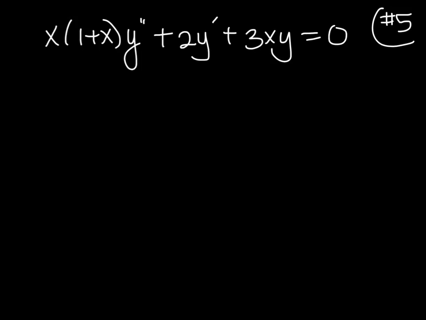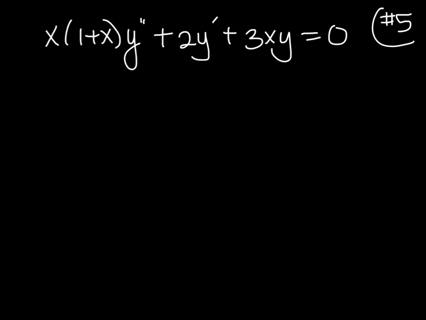Okay, this is number 5 in section 3.3 of your book. It says, determine whether x equals 0 is an ordinary point, a regular singular point, or an irregular singular point. And if it's a regular singular point, then find the exponents of the differential equation at x equals 0.